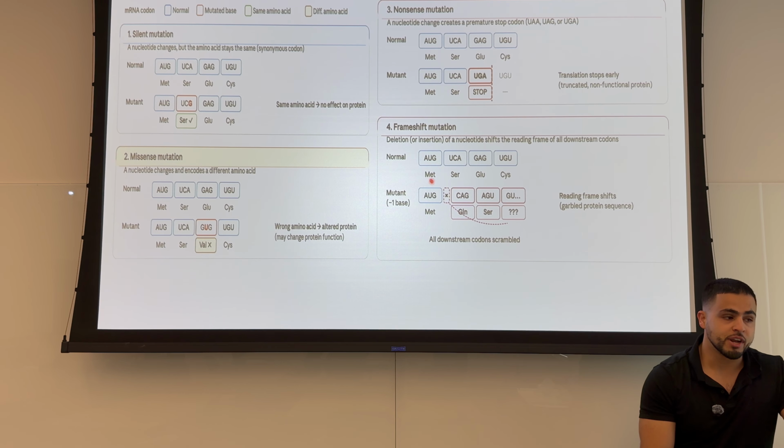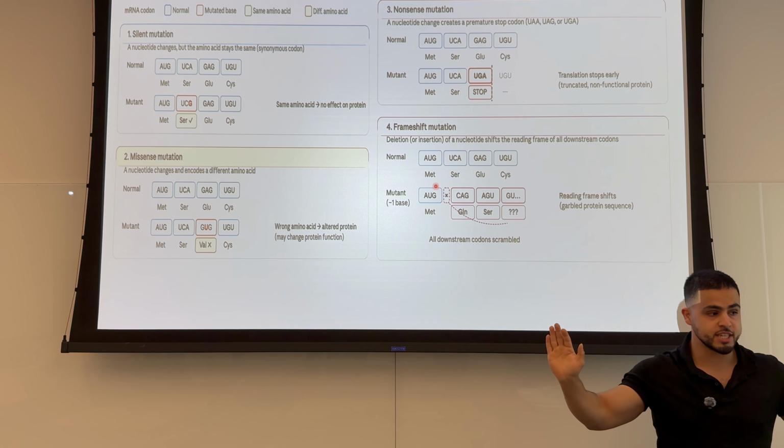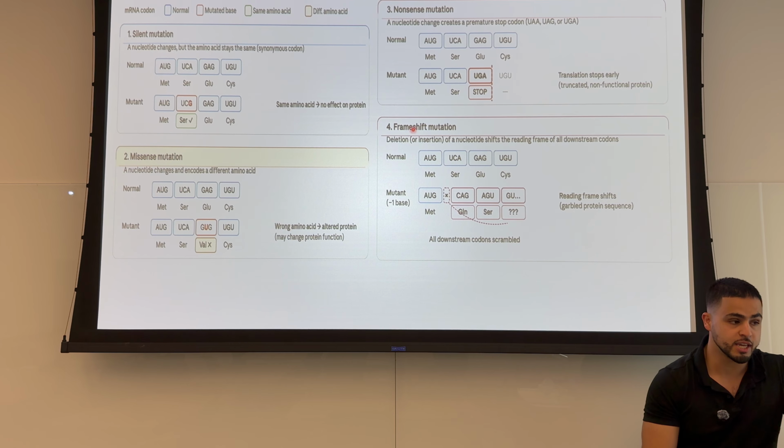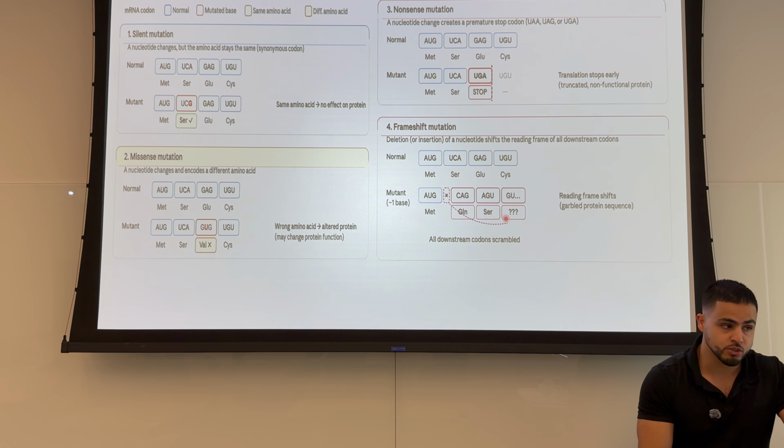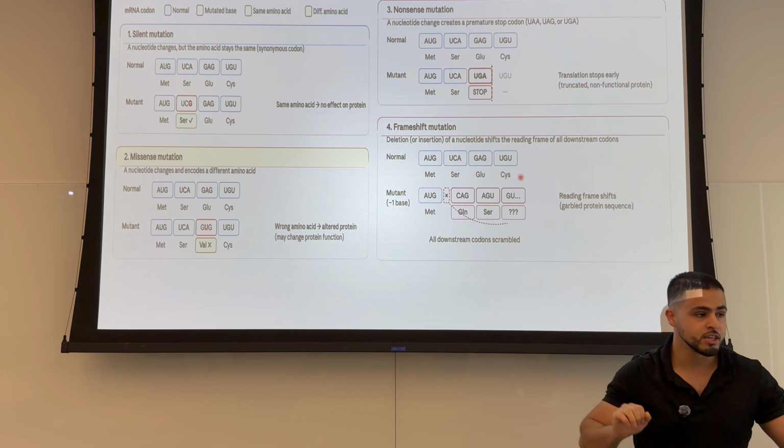So you can see whatever happened before the deletion, or before the insertion, is still the same. You still have methionine as that first amino acid. However, anything after the addition or deletion is going to be thrown off. So you have UCA, which gives you serine, but now, because you got rid of that U, it's CAG, and you get glutamine. And notably, everything after that will be a different amino acid because you've thrown off the entire sequence.